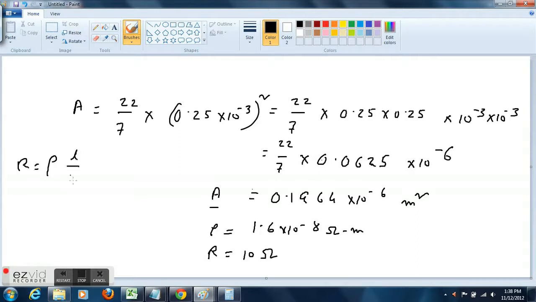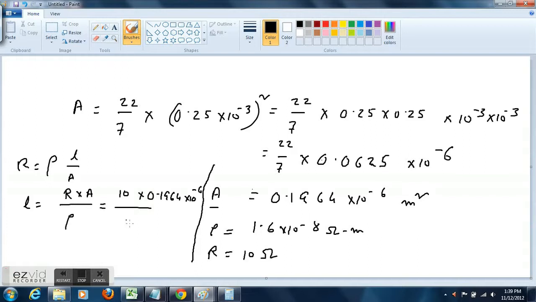So now we have to find the length of the copper wire. So use the formula R equal to rho multiplied by L upon A. Therefore L equal to R multiplied by A upon rho. R equal to 10 ohm. Area of cross section is 0.1964 into 10 to the power minus 6. Let me divide this, and value of rho is 1.6 into 10 to the power minus 8 ohm meter. You don't need to write the unit here, we'll write the unit at the end.